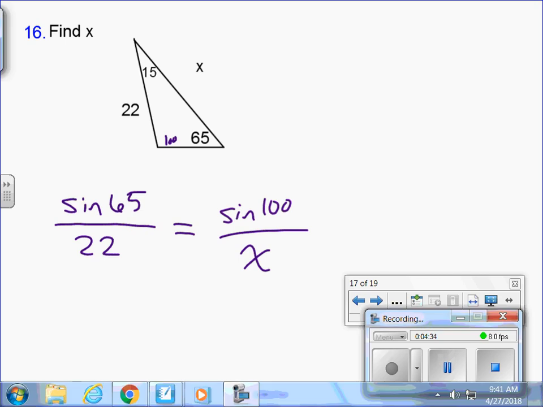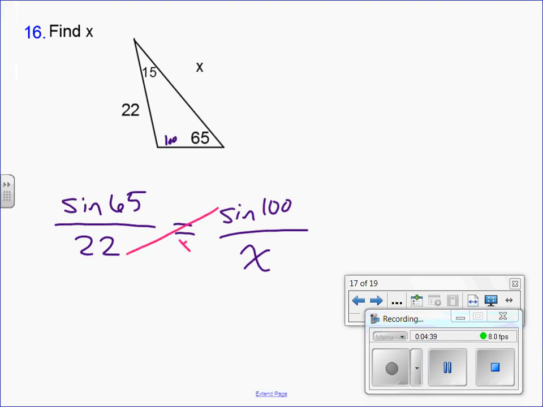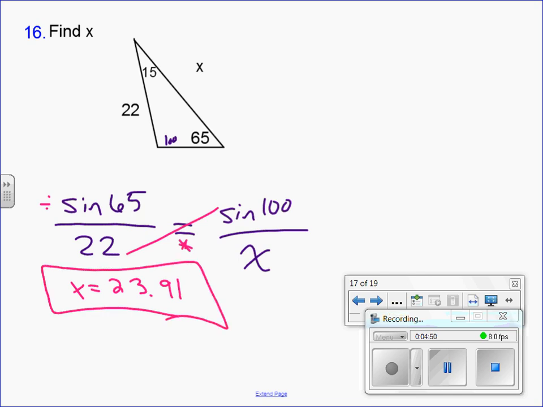All right, if you are stuck and you don't know what to type in, you take the 22 and you multiply it by the sine 100, and then you divide by the sine 65. I got 23.91. So any issues with the calculator?